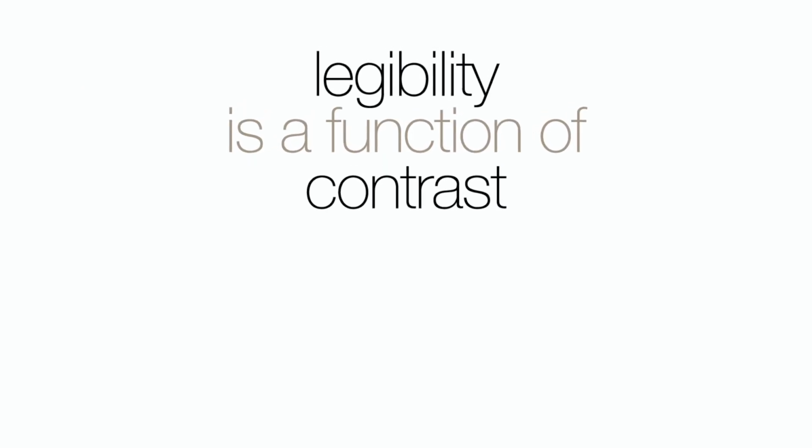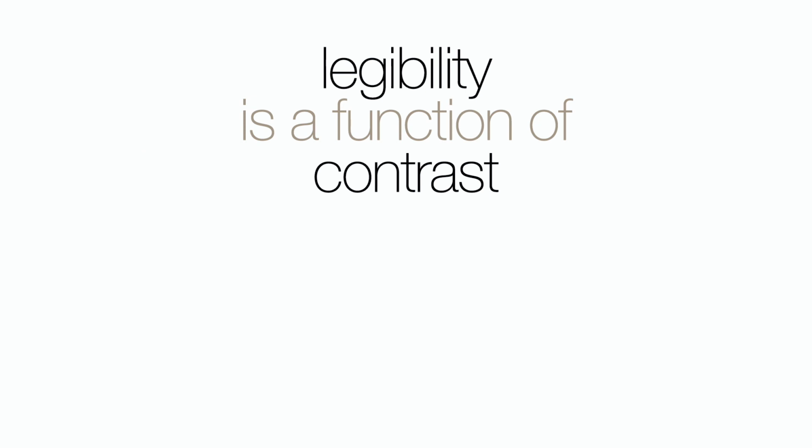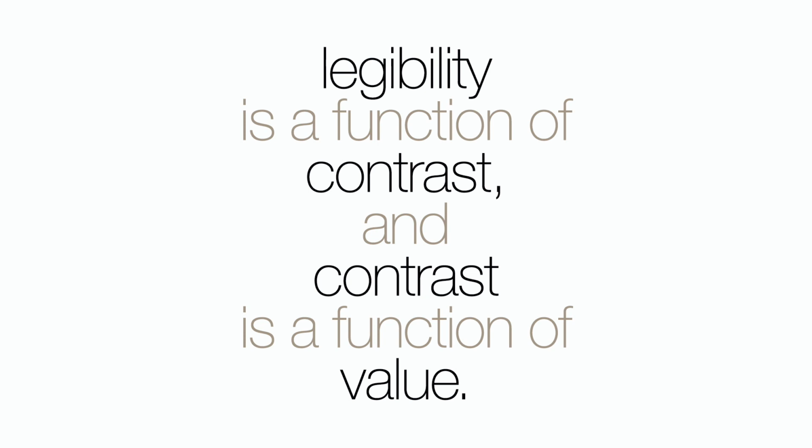Legibility. When we can see and read what is written or perceive the elements of a picture, we call that legibility. Legibility is a function of contrast. Of the 3 qualities of colors we just defined, hue, saturation, and value, the one that matters most for contrast is value. Saturation and hue hardly make a difference, especially when distance or small size is involved. To sum up so far, legibility is a function of contrast, and contrast is a function of value.